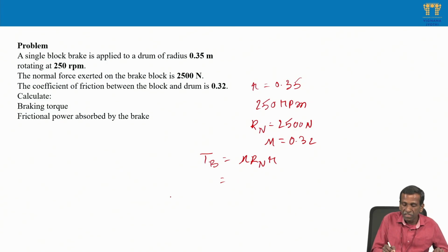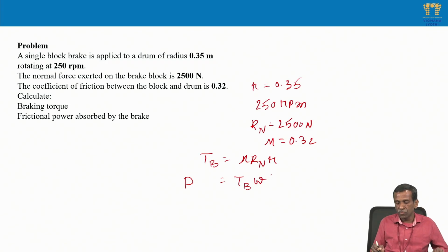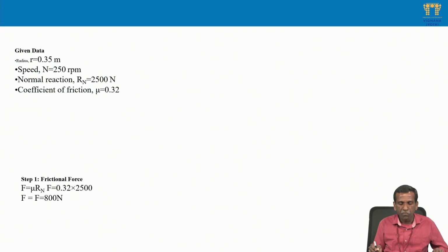But frictional power, how much power is absorbed by the brake? That power we can calculate as torque times angular velocity. So this omega is 2 pi N by 60, where 250 rpm is given as N. So you can calculate omega as 2 pi into 250 by 60. Then you can calculate the frictional power absorbed by the brake.